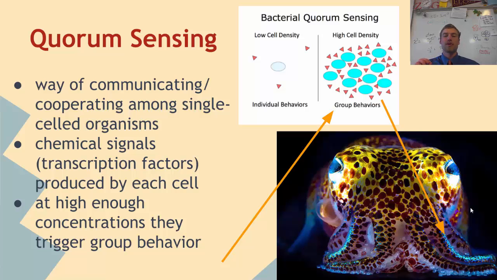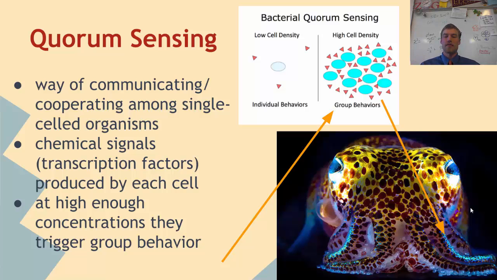Quorum sensing. We've talked about this briefly before. Quorum sensing is a way of communicating and cooperating among single-celled organisms, and allows them to respond to their environment, which is all the organisms around them. Basically what happens is that when there's a low cell density, individuals are producing chemical signals that can act as transcription factors. When there aren't very many of them, those transcription factors are not at a high enough concentration to actually affect a change in the genetic transcription of the organisms. However, as cell density increases, you have a much higher concentration of the transcription factors, which is going to lead to changes in gene expression.